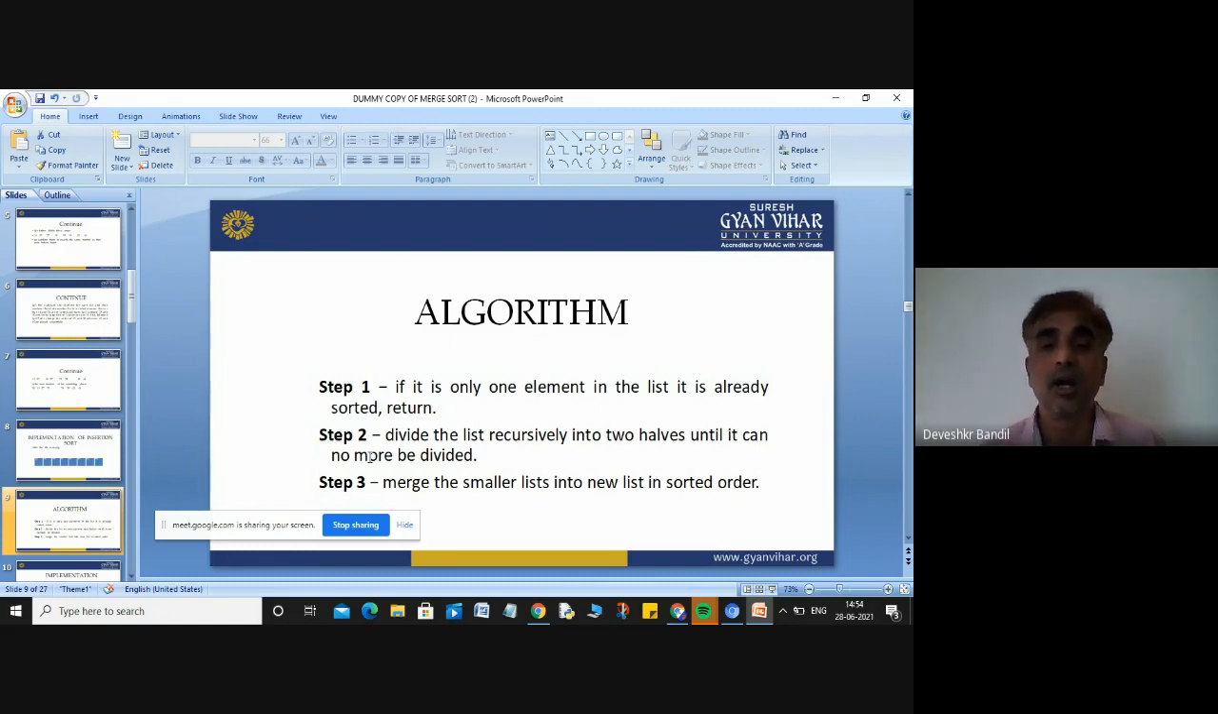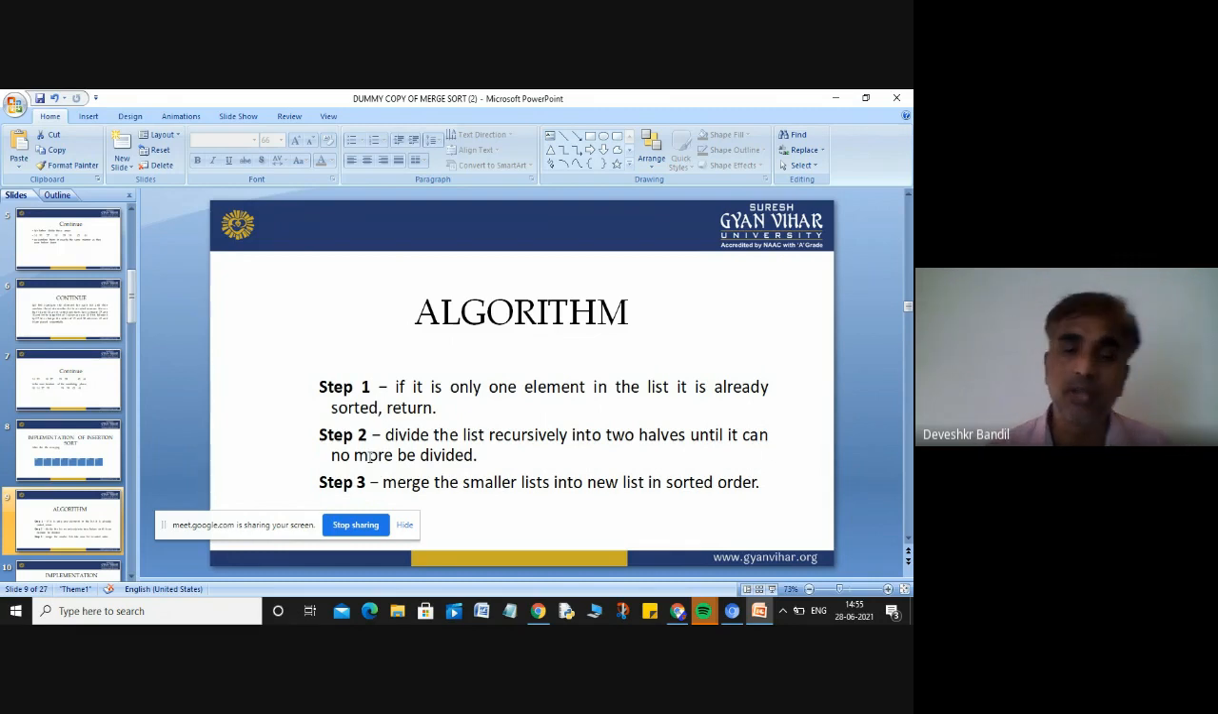Here, I have used a new word, recursively. It means you will divide the list again and again until you find the atomic value. Okay, that's why I told about the divide in this algorithm. Divide the list recursively into two halves until it can no more be divided, until you get the atomic value.